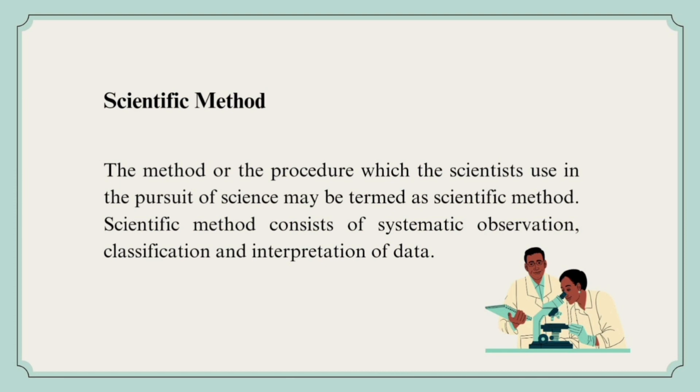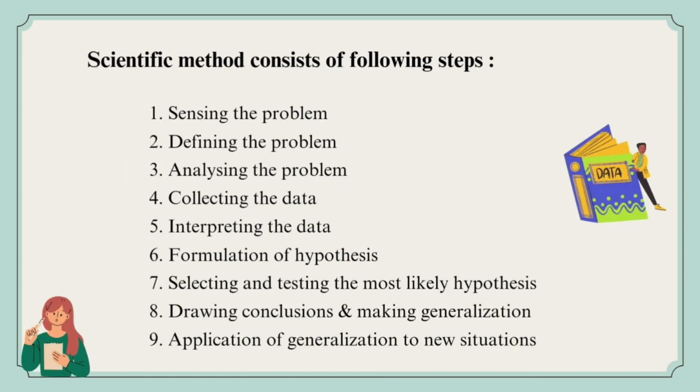It is a method or the procedure which the scientists use in the pursuit of science that may be termed as scientific method. Scientific method consists of systematic observation, classification, and interpretation of data. The scientific method consists of various steps.